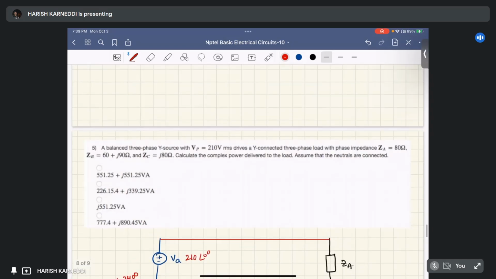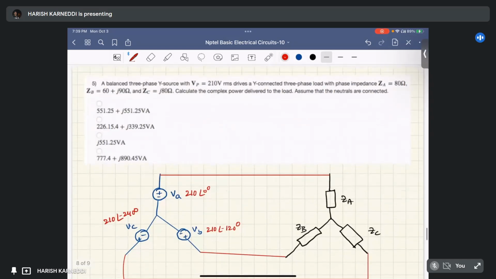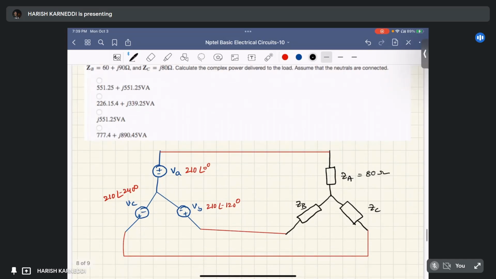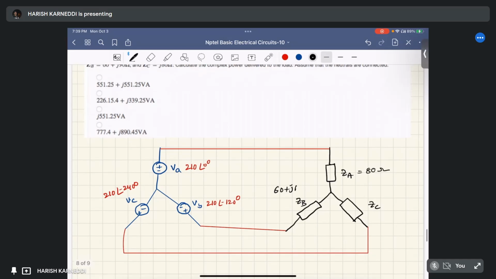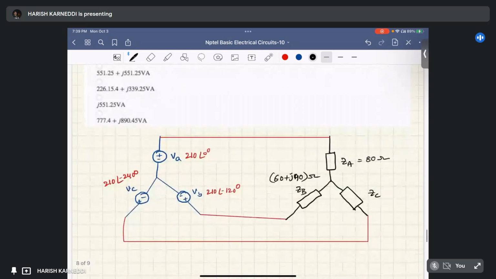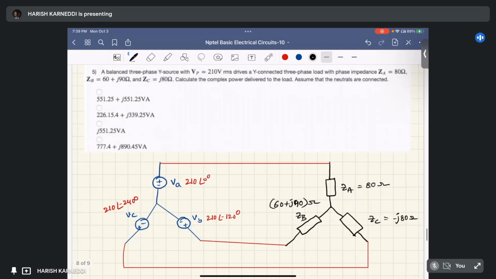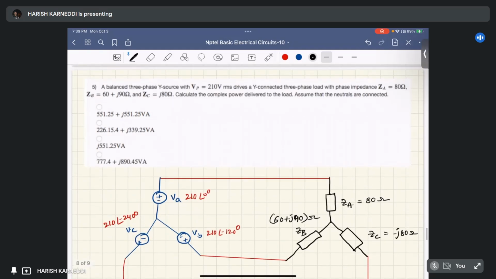Coming to the next question: ZA equal to 80 ohm, and ZB equal to 60 plus j90 ohm, and ZC equal to minus j80 ohm. What is the next part?